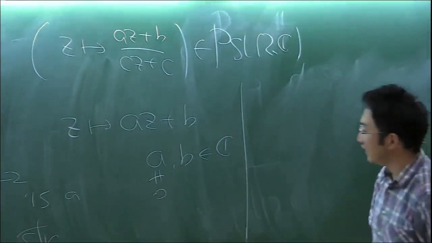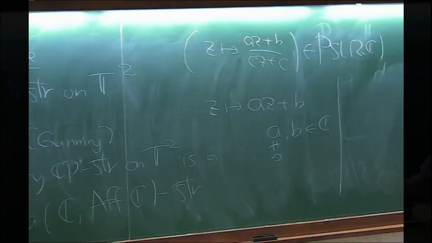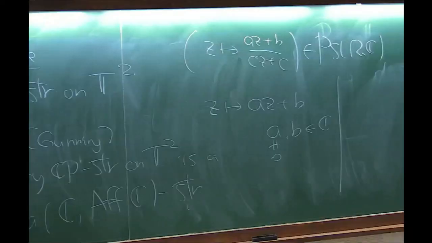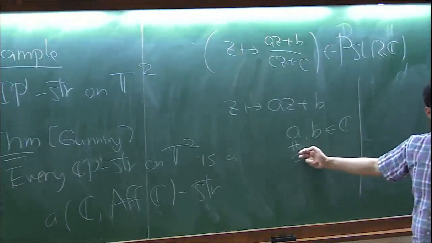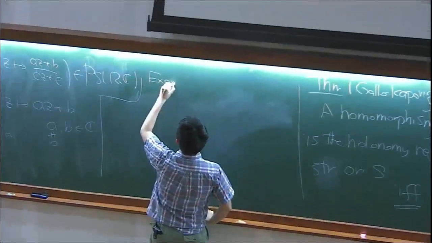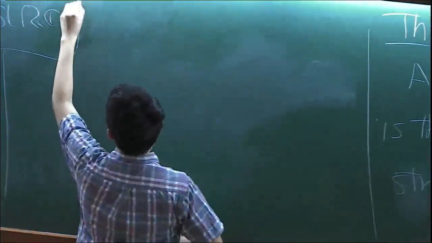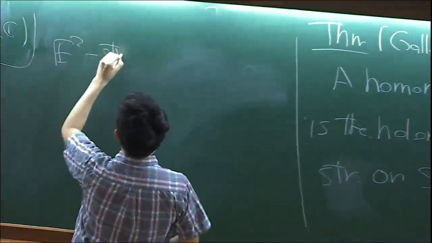I think the point is that the fundamental group of the torus is Z cross Z, which is abelian, so there's a quite strong restriction on what kind of holonomy a CP1 structure can take if it's on the torus. We already wrote examples, in particular the Euclidean structure.